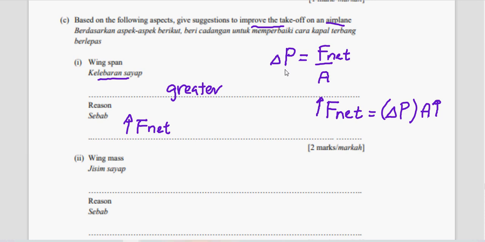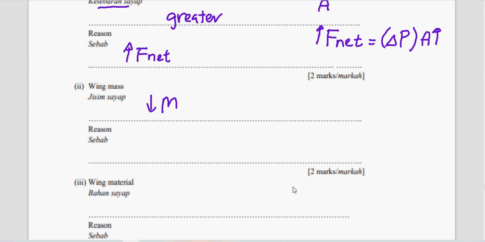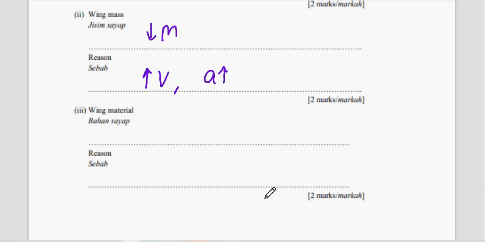Alright, next one. So the wing mass, this one mestilah rendah kan, smaller mass. Reason macam tadilah, from F equal to MA, so the airplane can move at high speed. Means that increase velocity ataupun accelerate more. So the wing material here paling senang will be you write strong material. Wing material. So selalunya we can relate this to strength. So you can write stronger material.